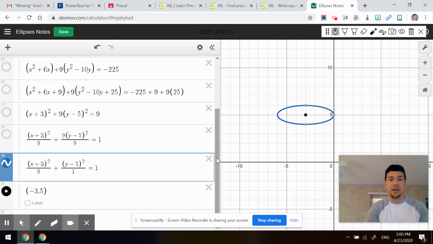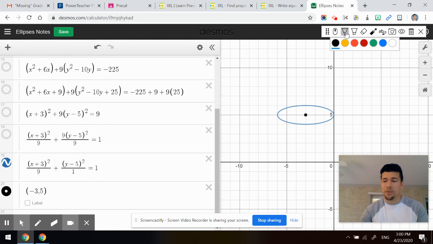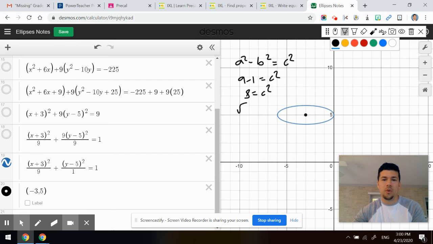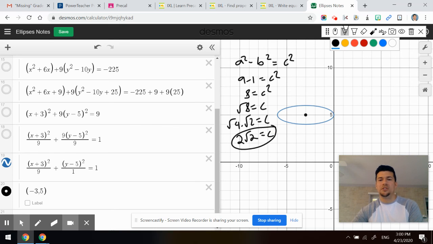I could also go on to find my foci, which will not be too complicated. All right, I can remember my formula: a squared minus b squared equals c squared. So I'm going to say 9 minus 1 equals c squared, or 8 equals c squared. So the square root of 8 equals c, or square root of 4 times the square root of 2 equals c, which is 2 root 2. That's my c value. So if I go 2 root 2 units to the right of the center, I will get my focus, and 2 root 2 units to the left of the center, I will reach my other focus.